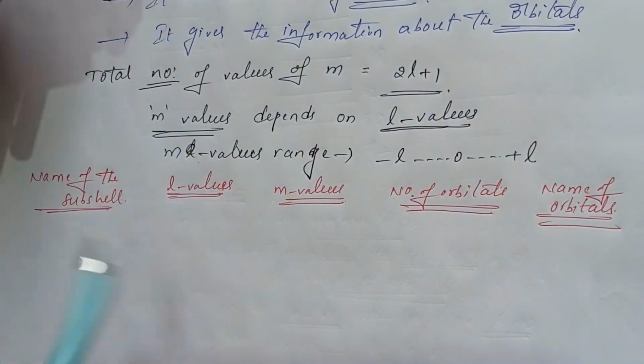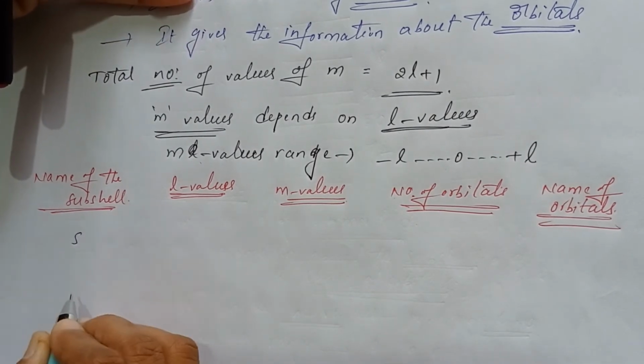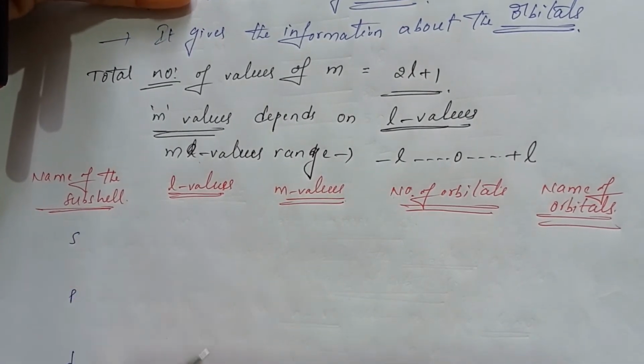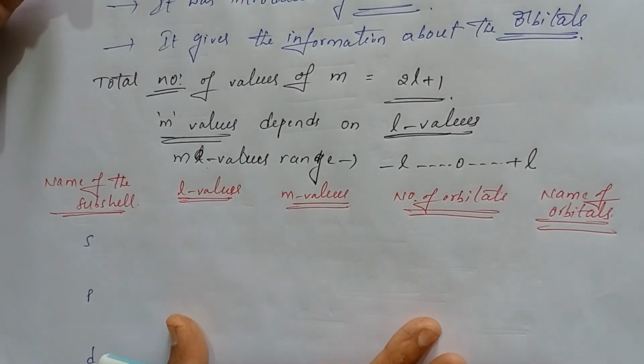So first one is the name of the subshell. I am taking here s subshell, p subshell, d subshell, three subshells, students. Are you clear on this one? s, p, d subshells I am taking.